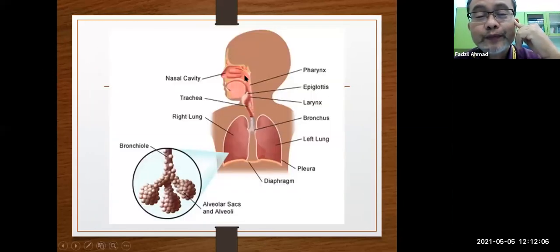A little bit about anatomy. This is the anatomy of the respiratory system in the baby: nasal cavity, pharynx, epiglottis, larynx, bronchus, left lung, right lung, pleura, diaphragm. So you have the bronchioles and the alveolar sacs, the respiratory system. We're talking about respiratory distress, so we're talking about the respiratory system.